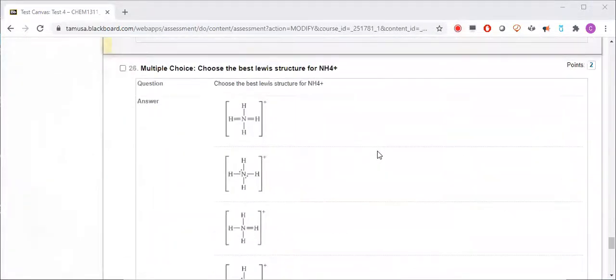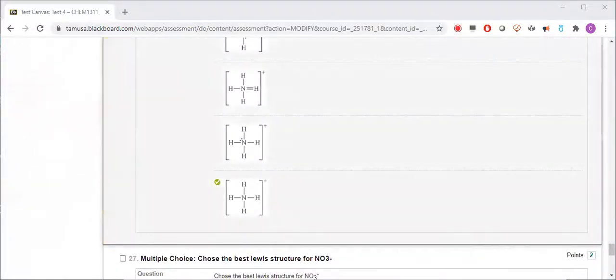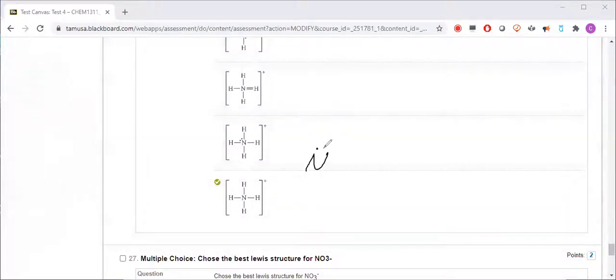So what is the best Lewis structure for NH4+? So write down N. And I'm going to take an electron away already because it's plus, and that's what the plus means. Hydrogen is right there. So that's a relatively simple structure.